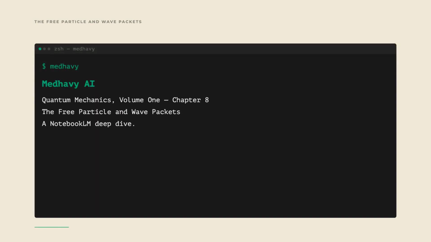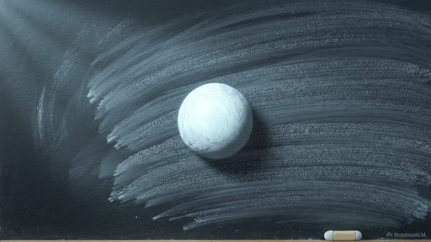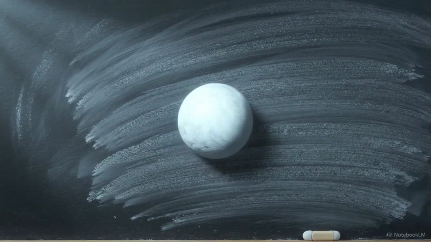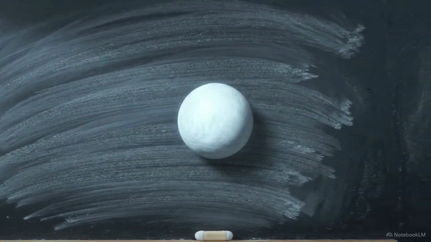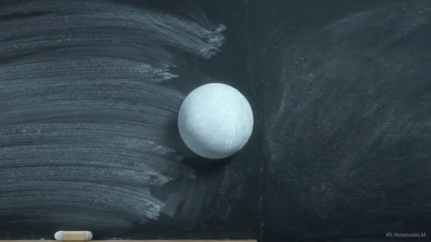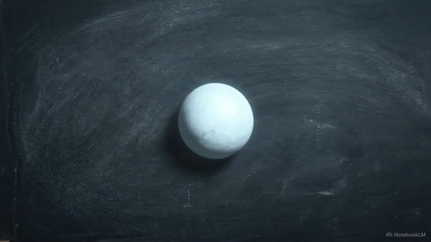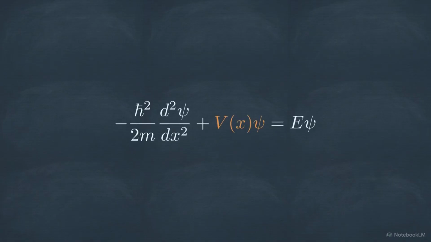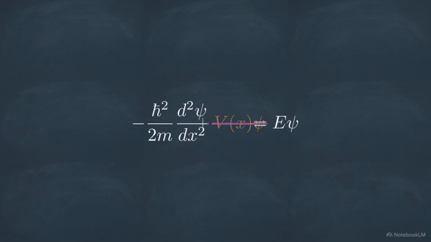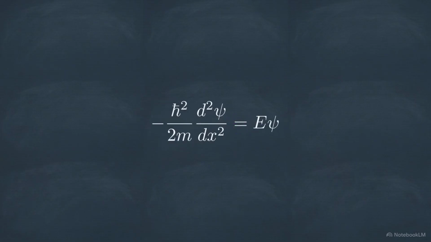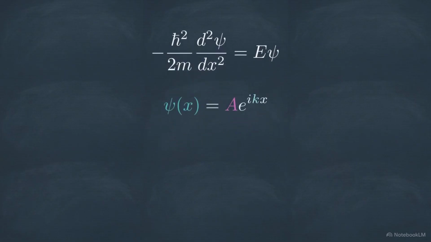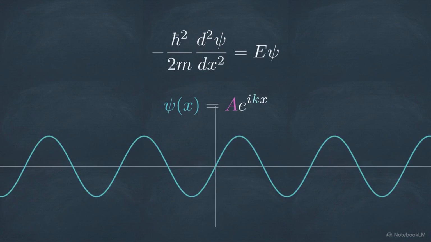In this deep dive, we unpack the free particle and wave packets, Chapter 8 of Quantum Mechanics, Volume 1. Let's get into it. Start with the simplest physical environment imaginable, a single particle existing in a complete, infinite vacuum, where the potential energy is exactly zero. To find out how a quantum system behaves here, we write down the time-independent Schrödinger equation, dropping the potential energy term entirely. The mathematical solution to this simplified equation is straightforward.